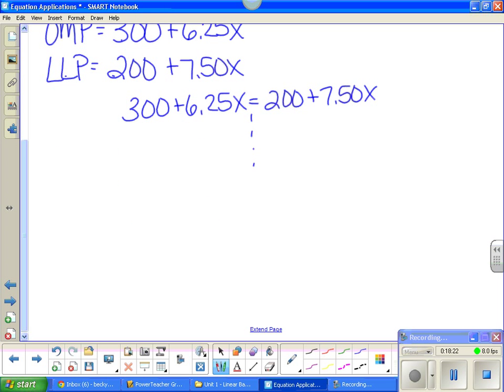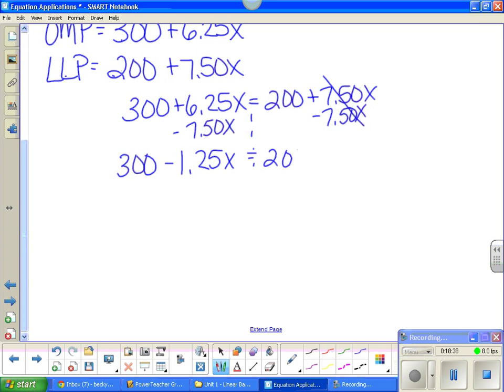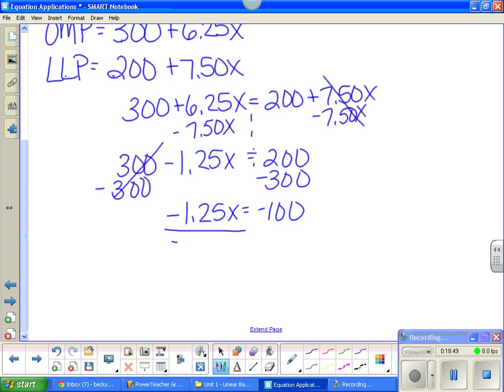Okay, to solve this, I'm going to get my x's together first. So I'm going to subtract my 7.50x. So 6.25x minus 7.50x, that's going to be minus $1.25x. And then I'm going to subtract my 300. So negative $1.25x equals negative 100. And then I'm going to divide by negative $1.25. And that's going to give me 80. So for 80 people, these two places would be the same amount of money.